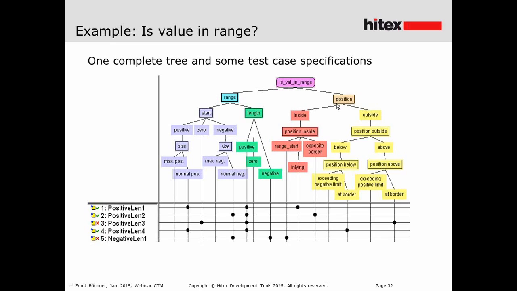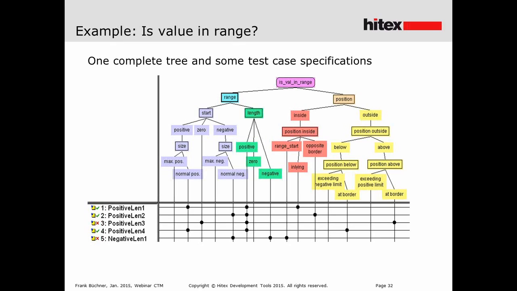Okay, here's the position. We have neglected the position up to now. You see I have divided the position into two classes. One class is called inside, where the position is inside the range, and the other one is outside. It should be clear, outside needs two test cases.